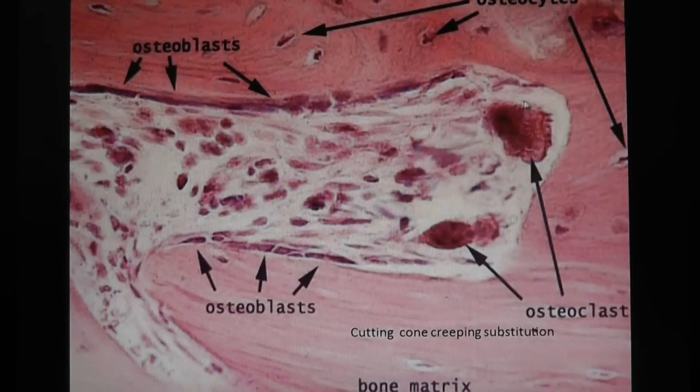And here are the clasts in the front, sort of eating the bone away. You can see it's eating the bone. And here are the blasts behind it, laying down bone behind them. And that's how we remodel our bones.